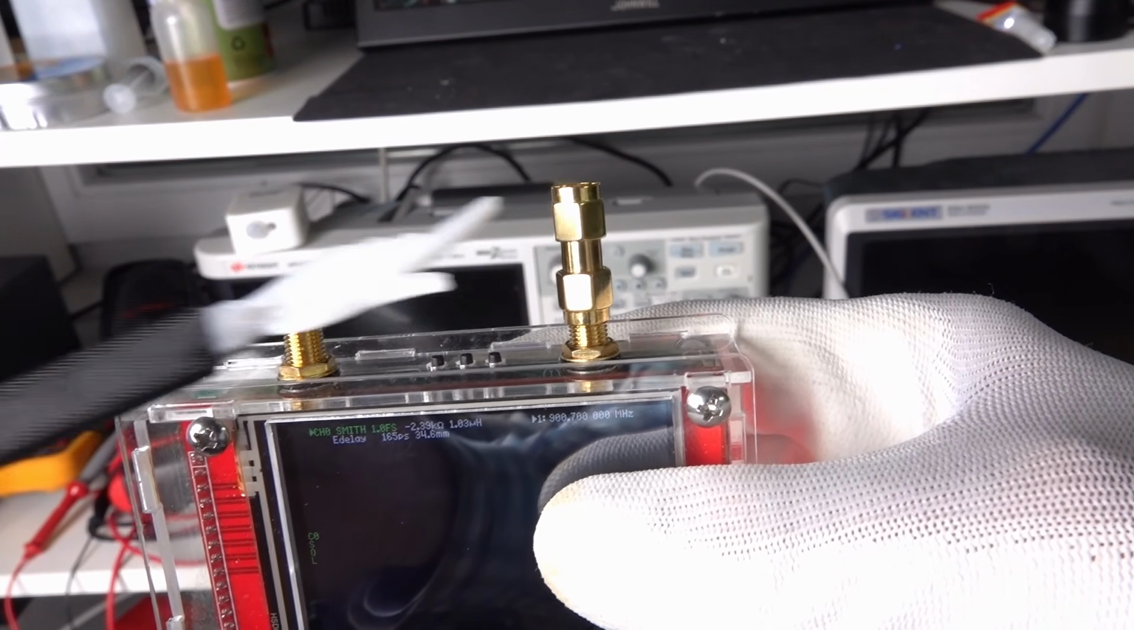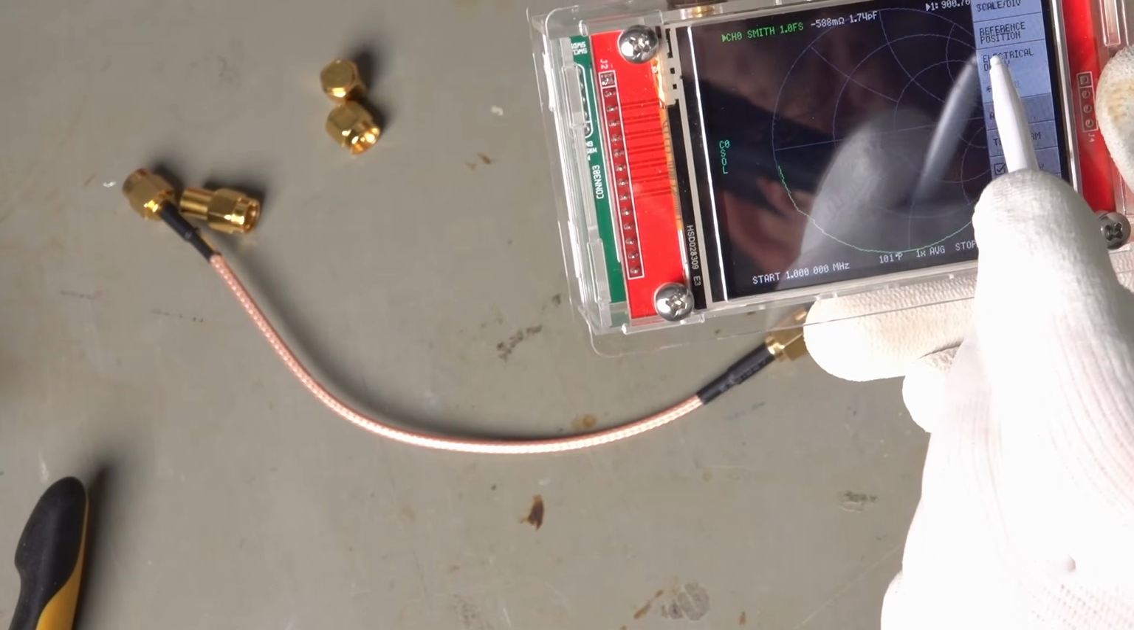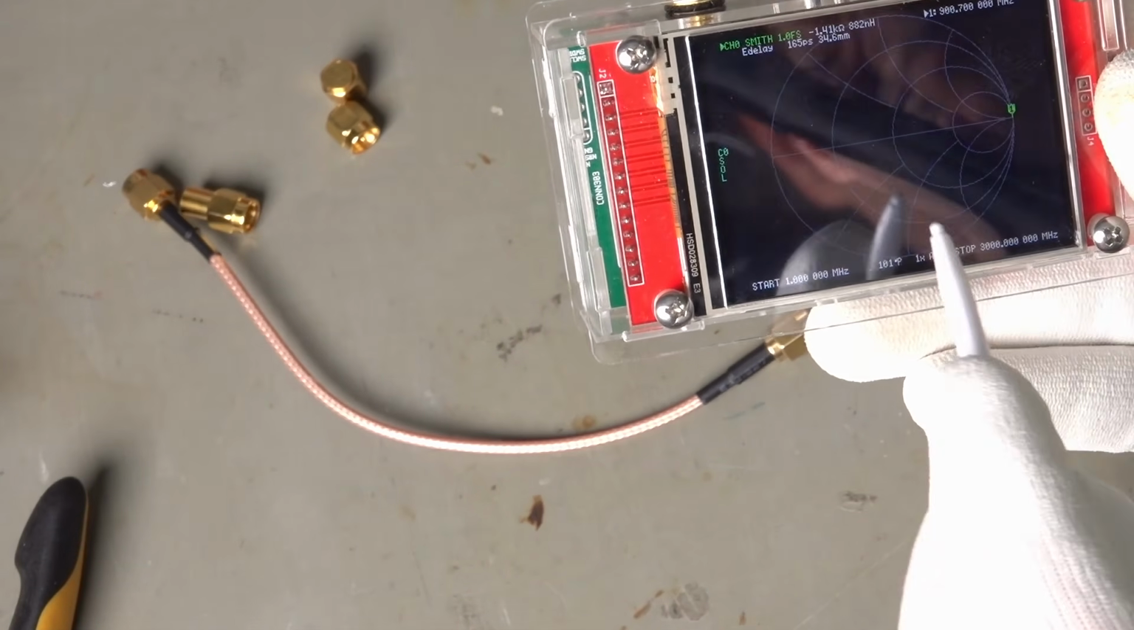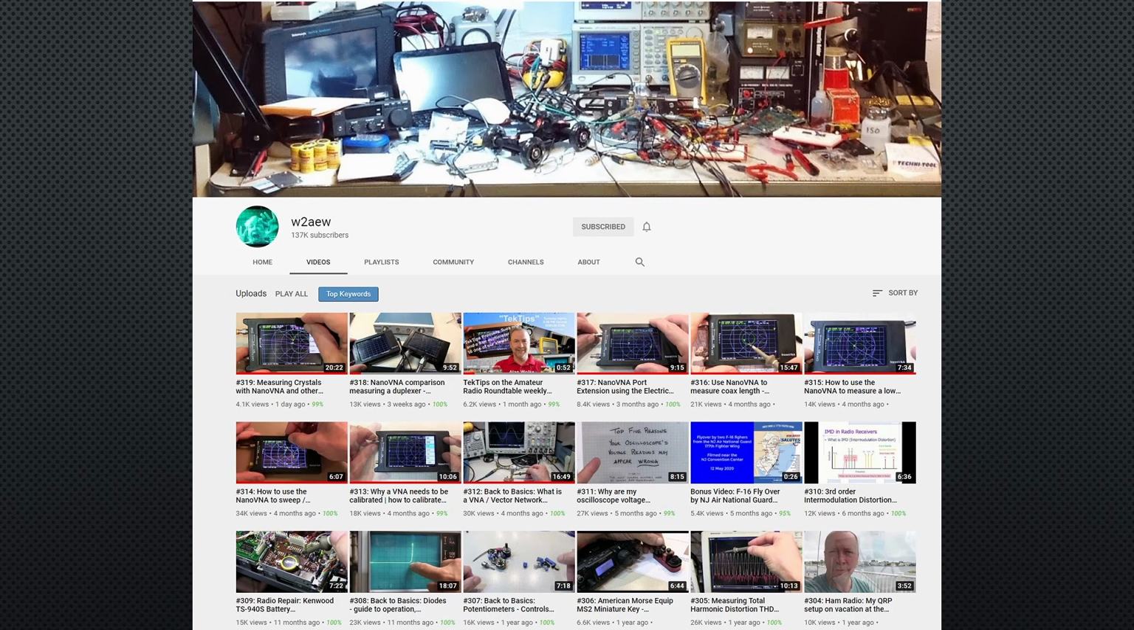But if I have no female calibration set? Fortunately, the NanoVNA can correct this error by using a port extension called electrical delay on the NanoVNAs. If I enter 165 picoseconds, the open is back where it should be. Good enough for us makers. If you do not trust me, you can visit Alan's W2AEW channel. He covers that and many other specialities of the NanoVNAs.